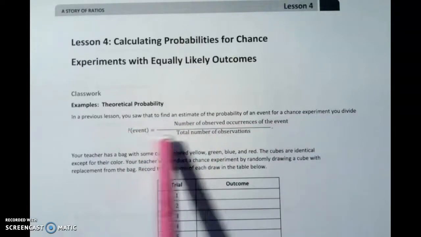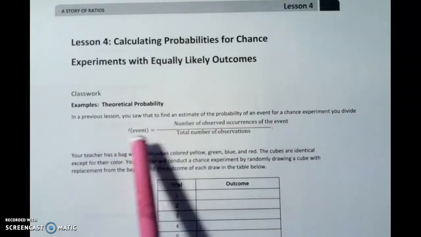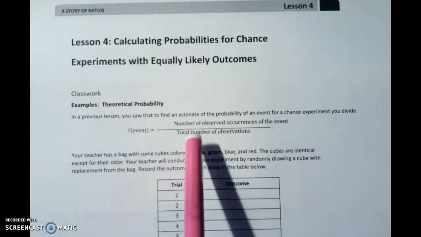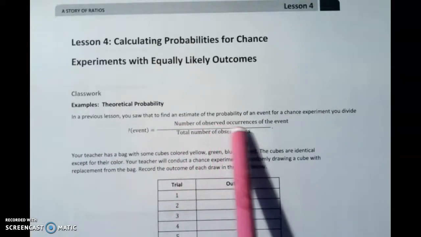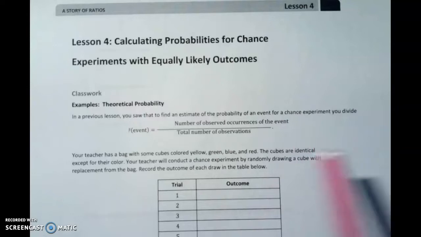We know that to find the probability of an event, we do the number of observed occurrences of the event that we want divided by the total number of observations. And we can write our probabilities as fractions, decimals, or percents.